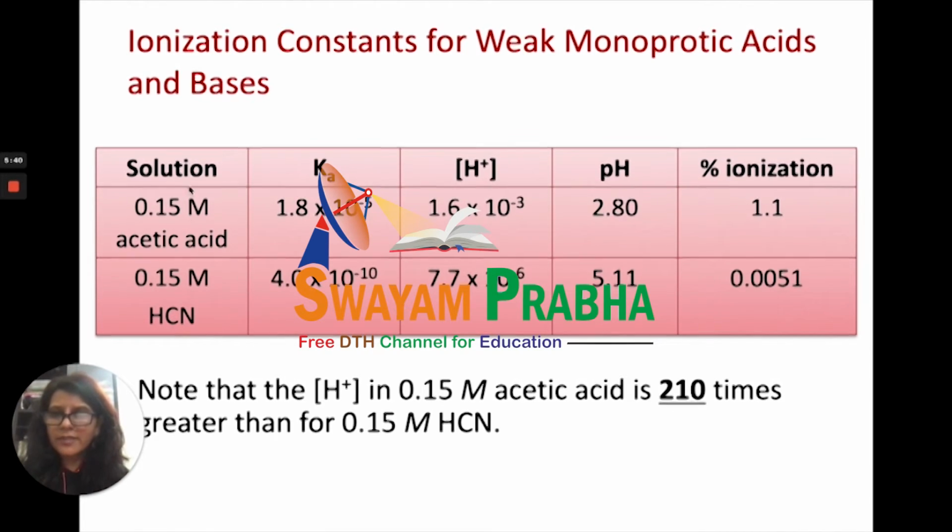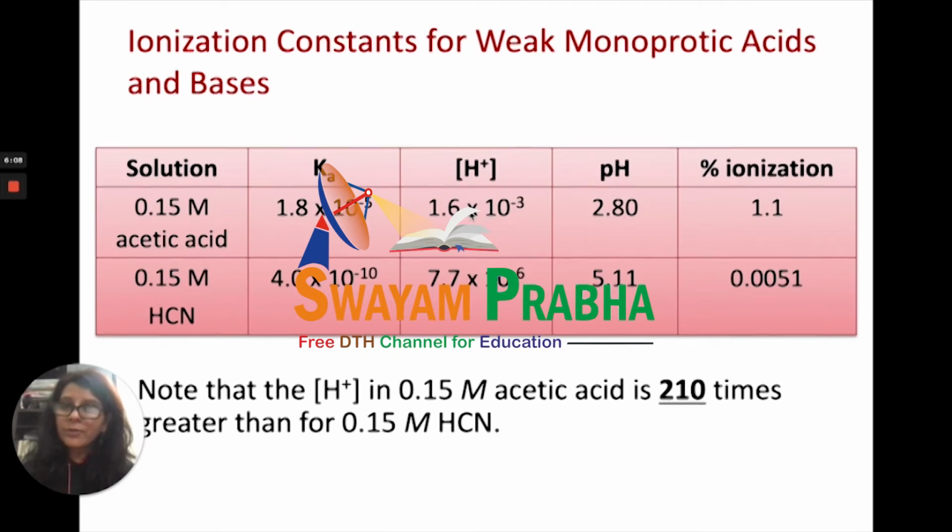You will realize when you solve it that the H+ comes out to be 1.6 into 10 to the power minus 3 for acetic acid and 7.7 into 10 to the power minus 6 for HCl. The pH is 2.8 for acetic acid, 5.11 for HCl. Now please understand, they are both the same concentration, but because the Ka values are different, the pH has changed.